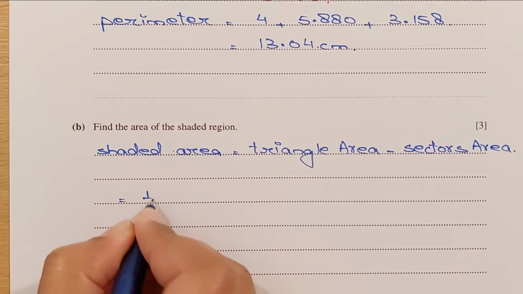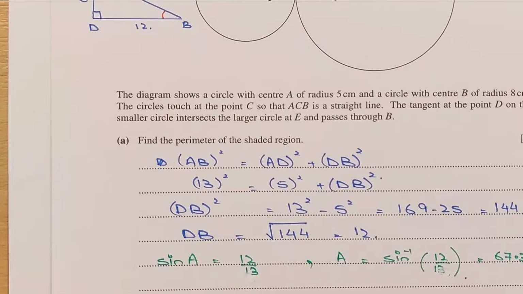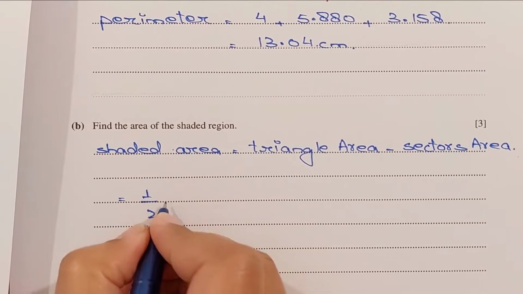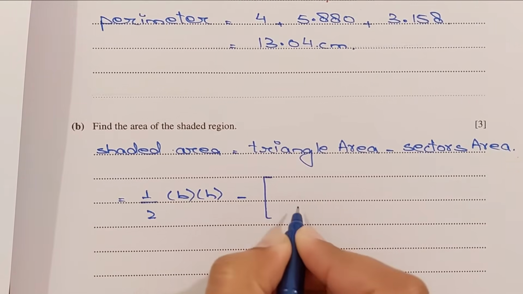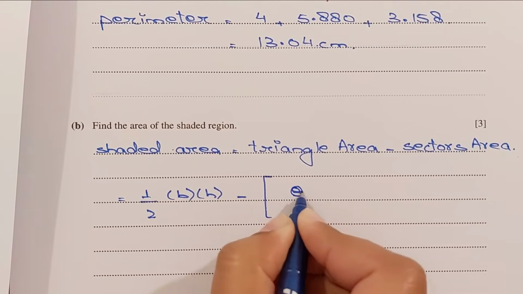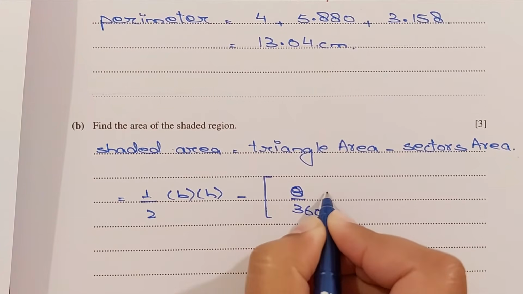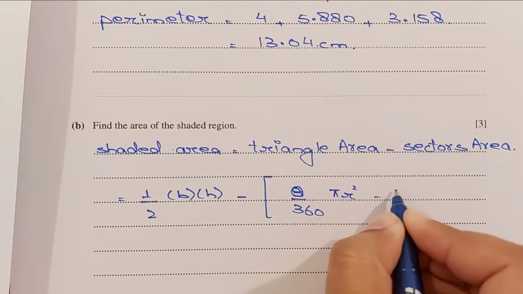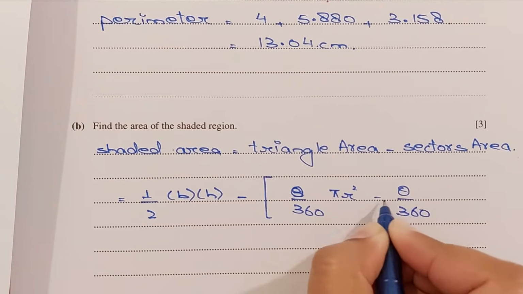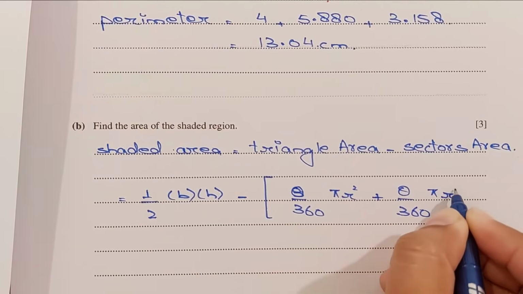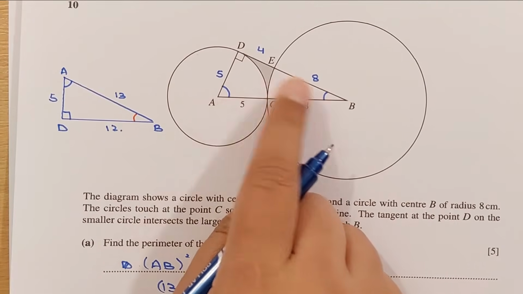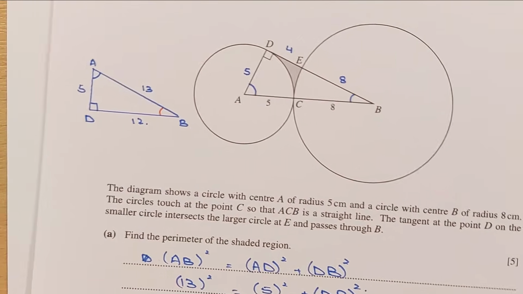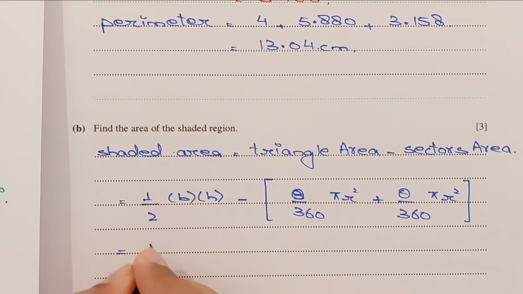So here area of a triangle is half base times height. So what is the base? The base is 12 and the height is 5, right? Or you can just write down the formula, base and the height. Subtract area of the two sectors. Area of a sector is theta over 360 times pi r squared, plus theta over 360 times pi r squared. Because both sectors we have to add the area of the two sectors and then subtract from the whole one, because those two are not shaded. Okay, so let me substitute the values here.